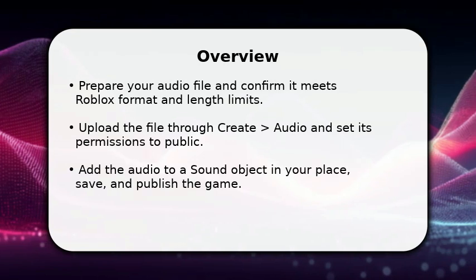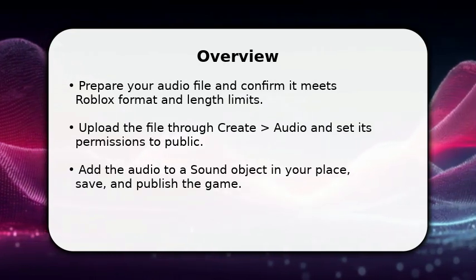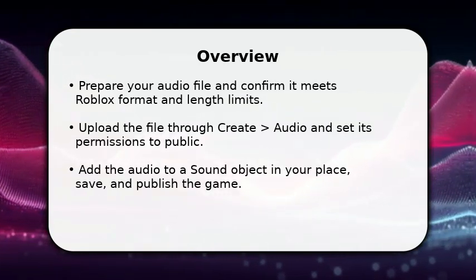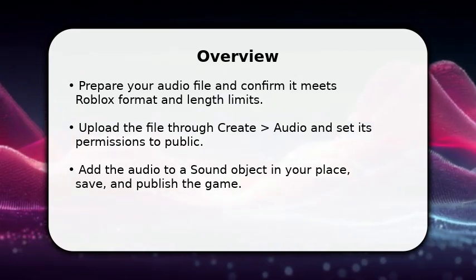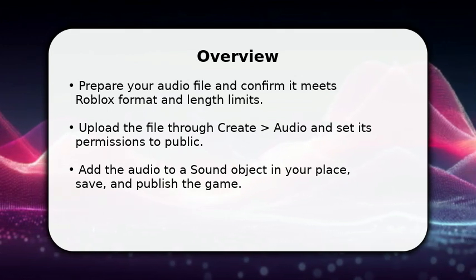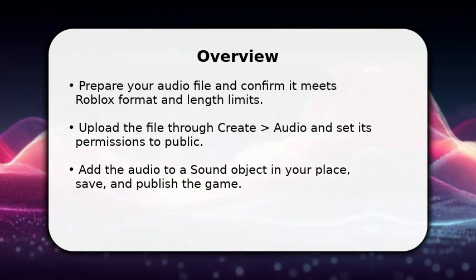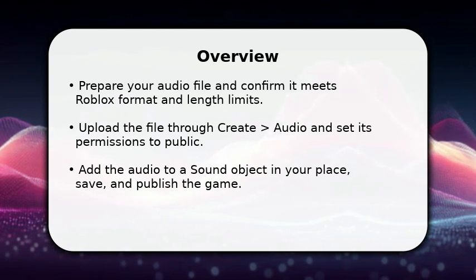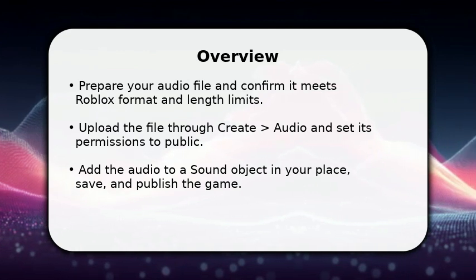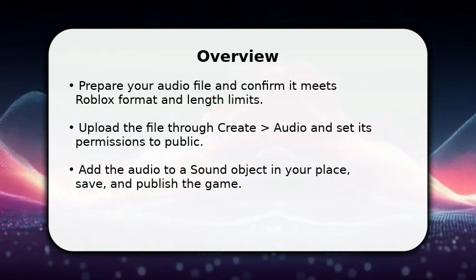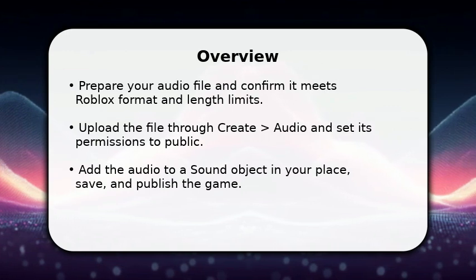In this video, I will show how to make public music in Roblox. Start by preparing your audio file and confirming format and length, then upload through Create Audio and set permissions to public. Next, add the asset to a sound object in Studio, position it in the scene, configure volume and loop options, save and publish your place, and finally test playback in a live server so players can hear it.